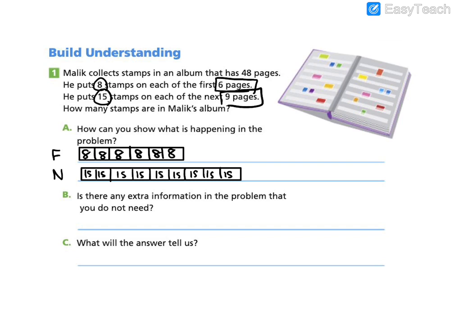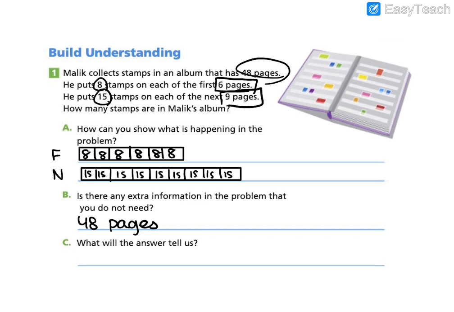Is there any extra information in the problem we don't need? It tells us right here there's 48 pages in the album, but does it tell us anything about the remaining pages after those first 15? It doesn't. So the 48 pages is extra information that we don't need.